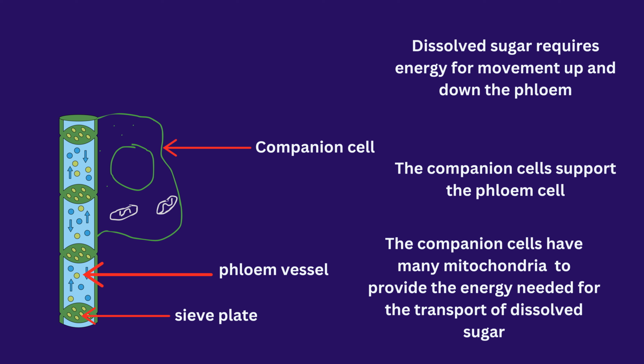Remember I said to you early on that the phloem cell loses most of their organelles, including mitochondria. And so the phloem cells would not be able to support this action. And so the companion cells are very important because they are rich in mitochondria to provide the energy needed for the transport of the sugar up and down the phloem.